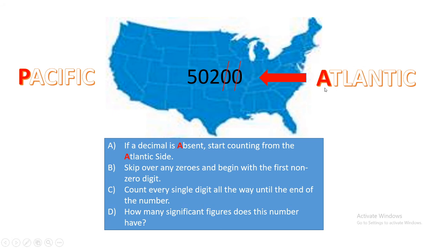So if you're coming from the Atlantic side, it says if a decimal is absent, no decimal, start counting from the Atlantic side, from the right, right? You start counting this way. Skip over any zeros and begin with the first non-zero digit, okay? So this is the first non-zero digit. So these don't count, so you have 3 significant figures, okay? So these 2 zeros don't count. There's no decimal present, so 3 significant figures.